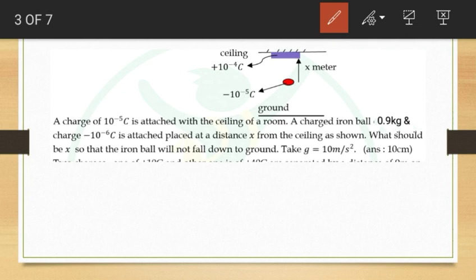Let me see. If there were no charges on the ceiling or on this ball, then if you place the ball at some particular distance from the ground, what will happen? This ball will simply fall down to the ground. But in this case, we have assumed that it will not fall down. That means some force is acting in the opposite direction.